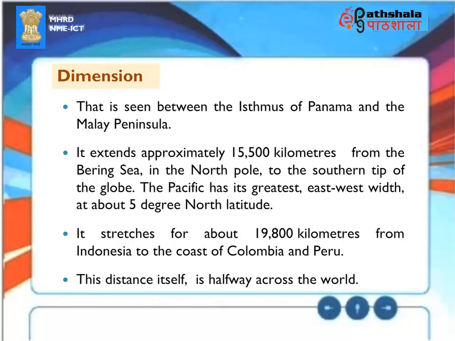It extends approximately 15,500 kilometers from the Bering Sea in the North Pole to the southern tip of the globe. The Pacific has its greatest east-west width at about 5 degrees north latitude. It stretches for about 19,800 kilometers from Indonesia to the coast of Colombia and Peru. This distance itself is halfway across the world.